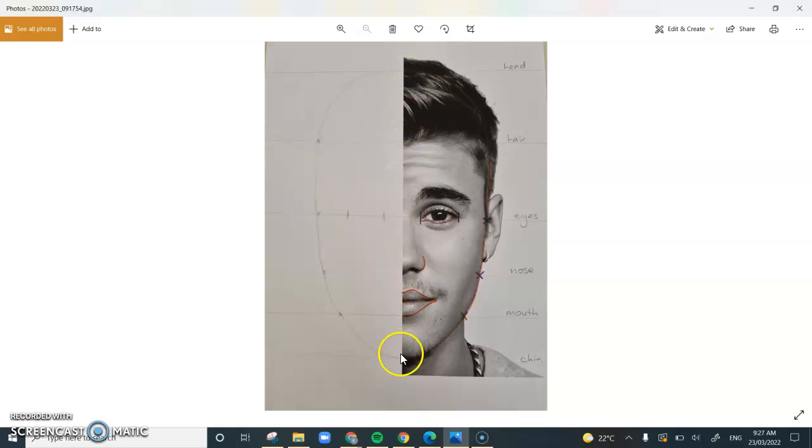So we had 1/4 from chin to nose, nose to eyes, eyes to hairline, and then I measured that distance again, and I marked where the top of the head would be. You can see I've labelled, which I'd like you to do as well. So you're going to copy mine exactly.